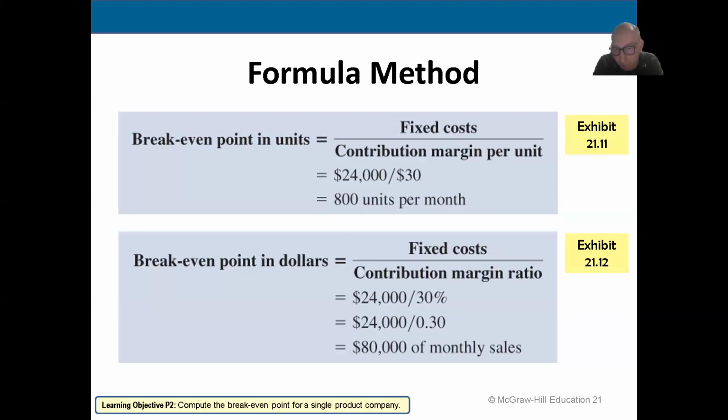800 units per month to break even. What is that in sales dollars? To find it in sales dollars, we take fixed costs divided by the contribution margin ratio. Fixed costs of $24,000 divided by a contribution margin ratio of 30%. So $24,000 divided by 0.3, which is 30%, equals $80,000 of monthly sales dollars I need to sell every month in order to break even.